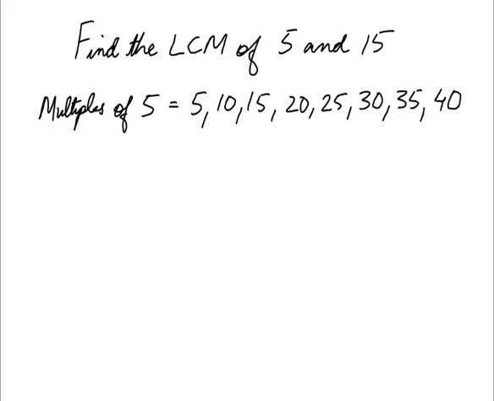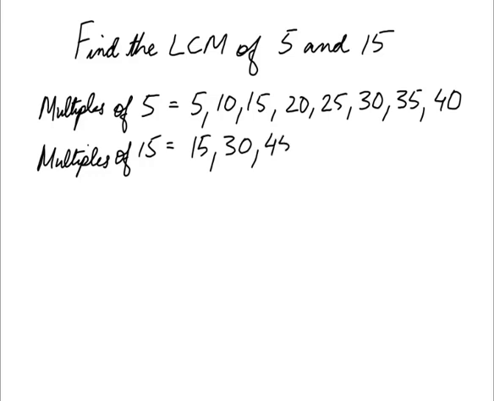Okay, let's do it up till 8. And then write the multiples of 15. We have 15 ones are 15, 15 multiplied by 2 gives 30, 15 multiplied by 3 is 45, 15 multiplied by 4 is 60, 15 multiplied by 5 is 75, and 15 multiplied by 6 is 90. Okay? So now the next step is to find the common multiples.